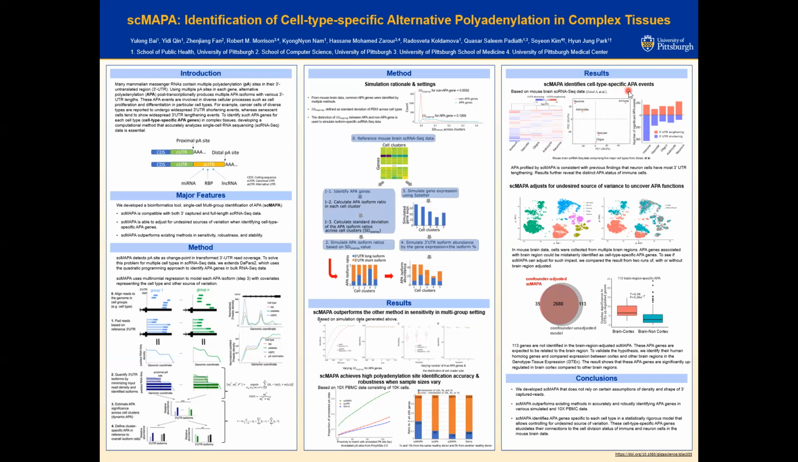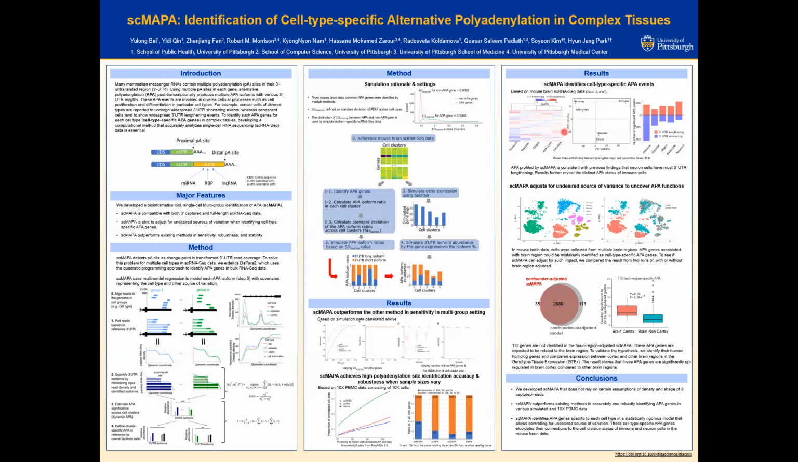Next, to demonstrate how the cell type specific APA profiles enable us to understand the post-transcriptional regulation, we analyzed the mouse brain single-cell RNA-seq data. We first identified significant APA genes across cell types and estimated the effect size of these APA genes, which is then visualized as this heat map.